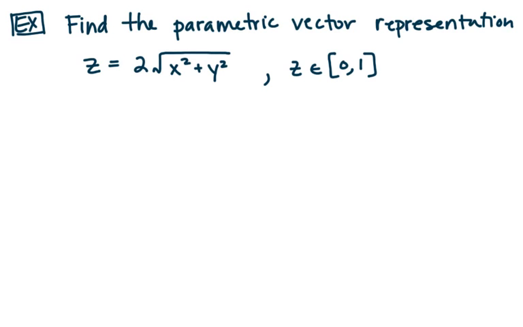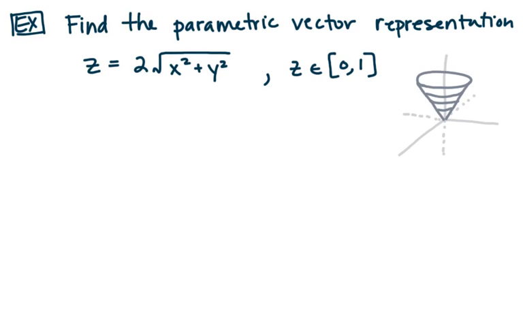Here, we're asked to find the parametric vector representation of z equals 2 times the square root of x squared plus y squared for z values between 0 and 1. The first thing we want to ask ourselves is, what kind of surface is this?